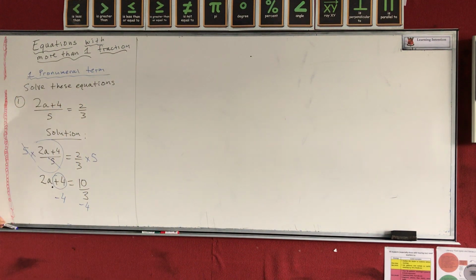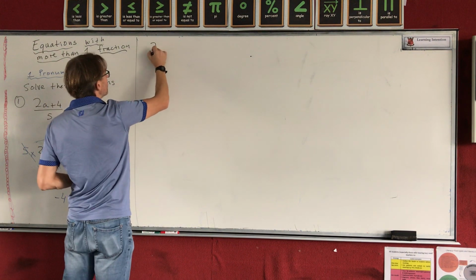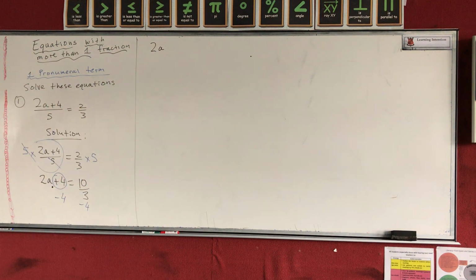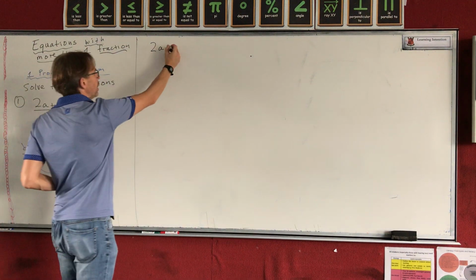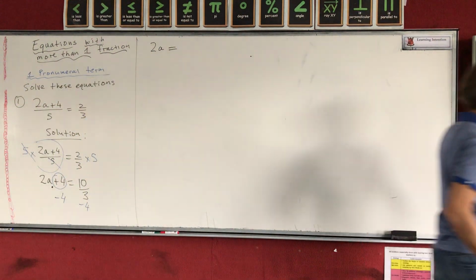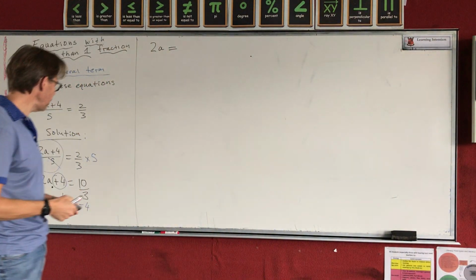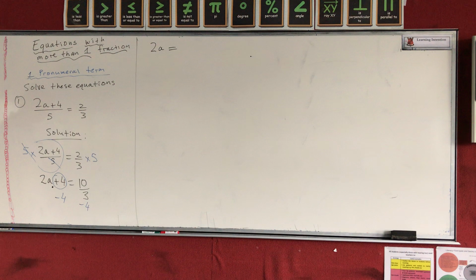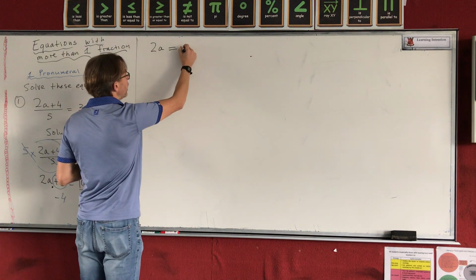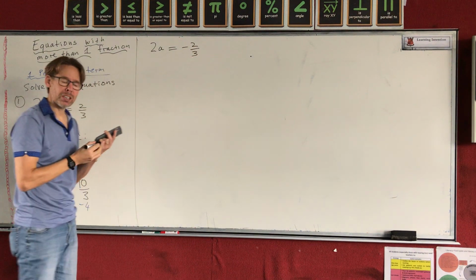Okay, so what does that give us? 4 minus 4 is nothing. You've still got the 2a there. And 10 over 3 minus 4, what will that be? We'll get your calculator out, let's do it together. Alright, make sure you use the calculator so you don't make silly mistakes. That should be negative 2 thirds. Let's try it. 10 over 3 minus 4. Negative 2 thirds. I was right. So negative 2 thirds. Okay.